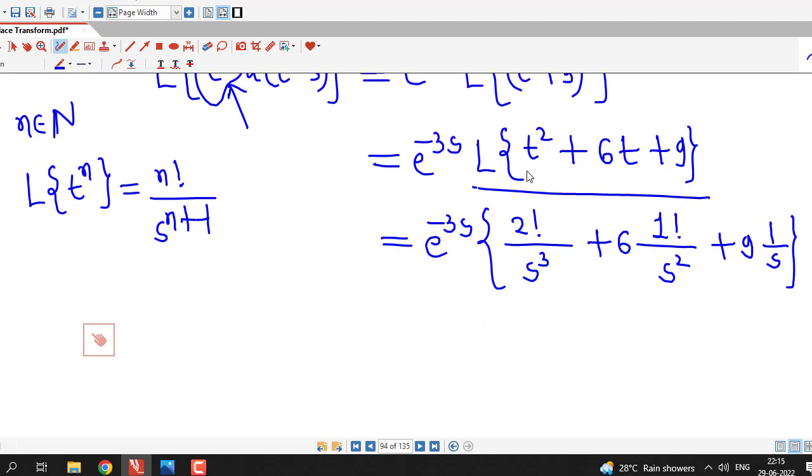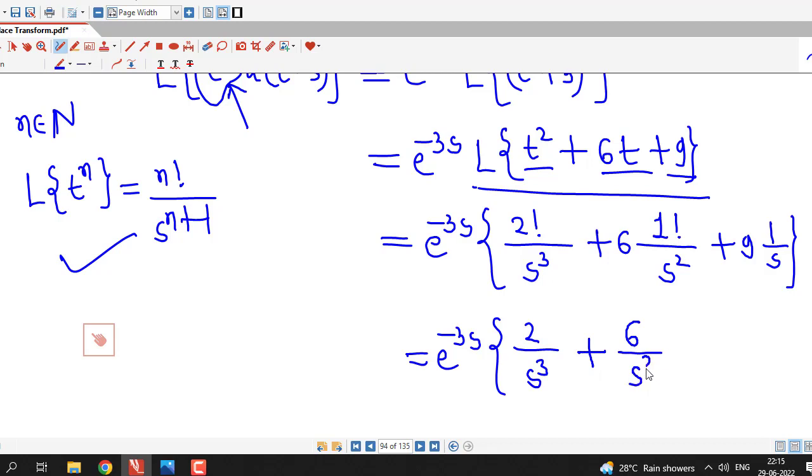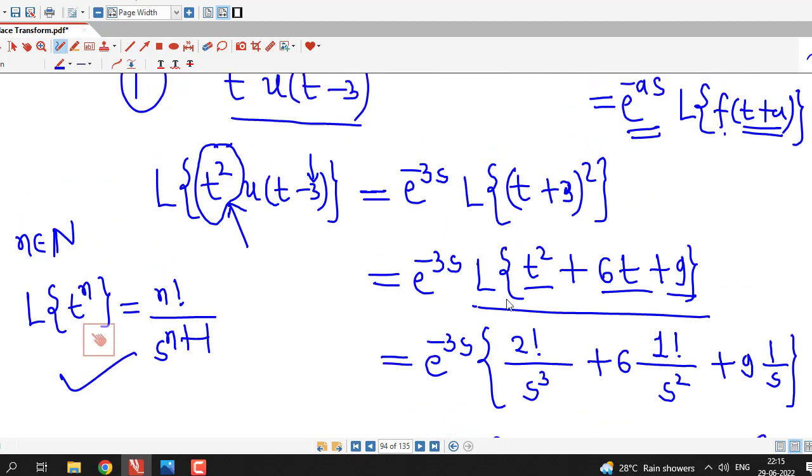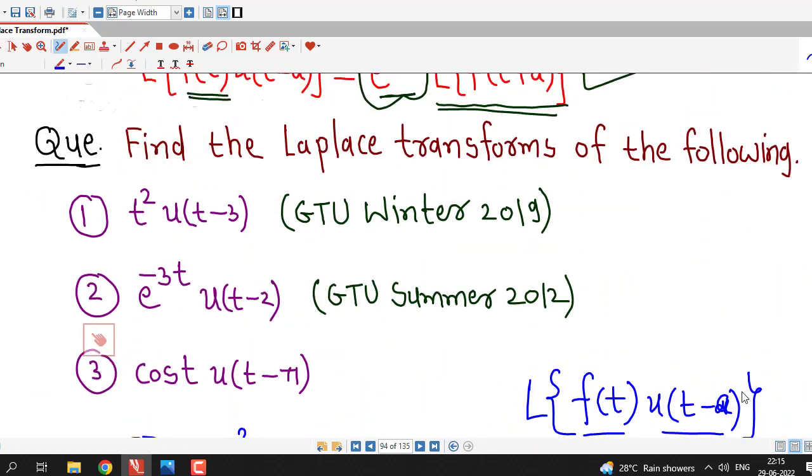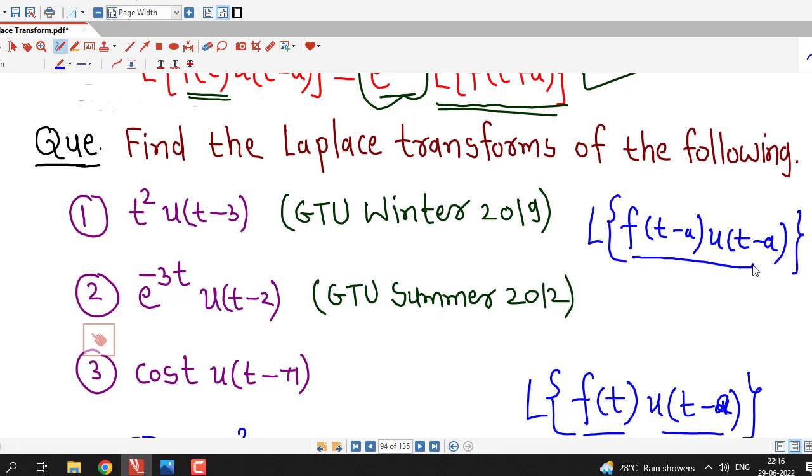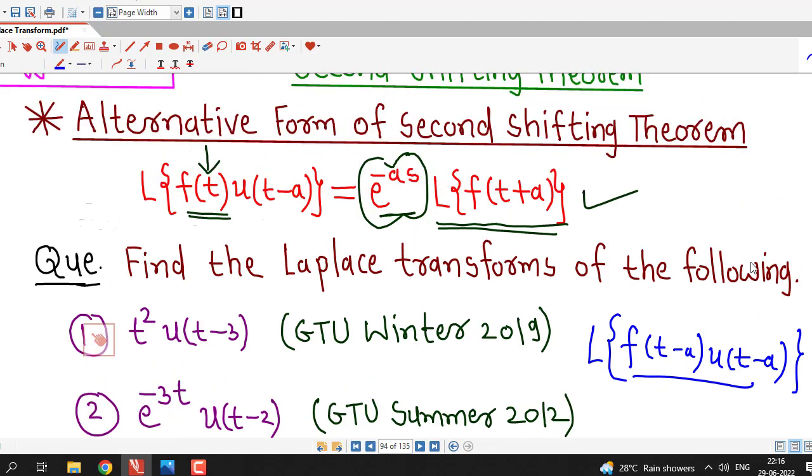Here we have applied the linearity property as well as this formula, and now we rewrite all these things. 2 factorial is 2 into 1, so 2 upon s cube; 1 factorial is 1, so this I write as 6 divided by s square, plus 9 divided by s. In this way, this alternative formula is helpful if our function is not given in this form. The second shifting theorem is given for the Laplace transform of a function written in the form f of t minus a, but this alternative form is applicable if you are not given f of t minus a.